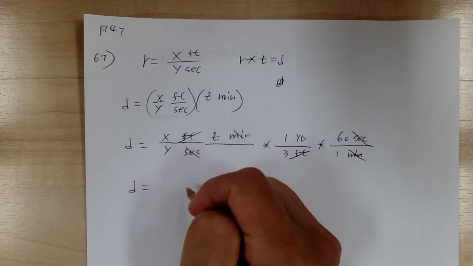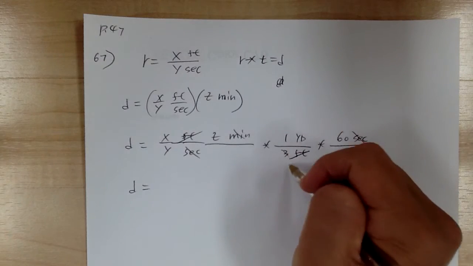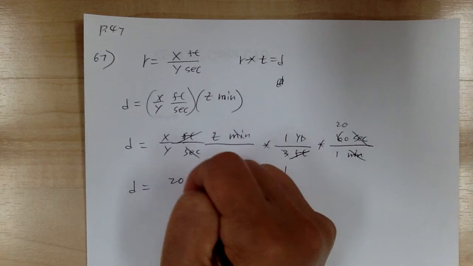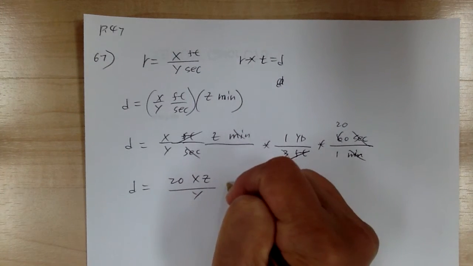So you put all this together. So 3 and 60 will cancel out. So you will end up with xz over 20y yards.